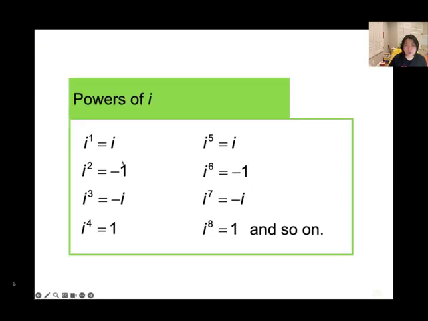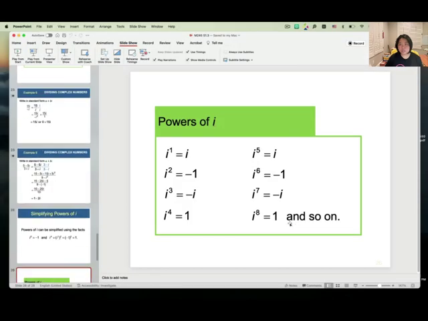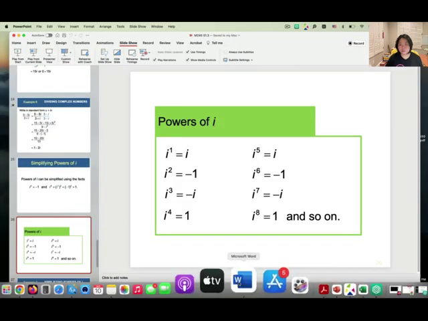And then the powers of i, you know i to the power of 1 is equal to i. i squared, you know this is going to be -1. i to the power 3, that will be equal to -i. Don't try to memorize it, okay? Let me show you guys how to do it.